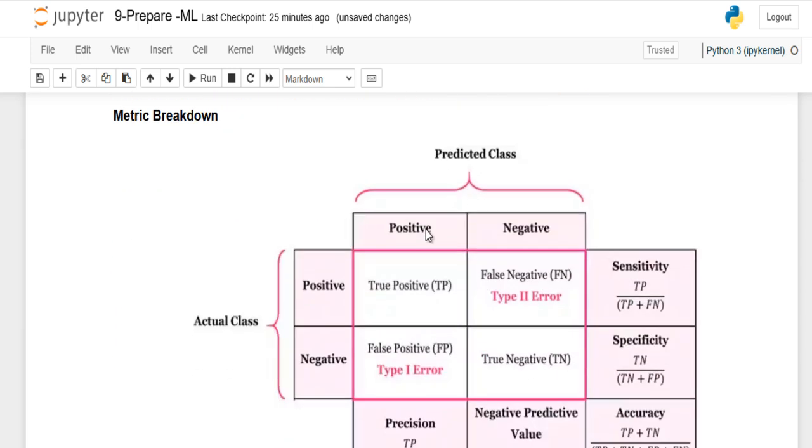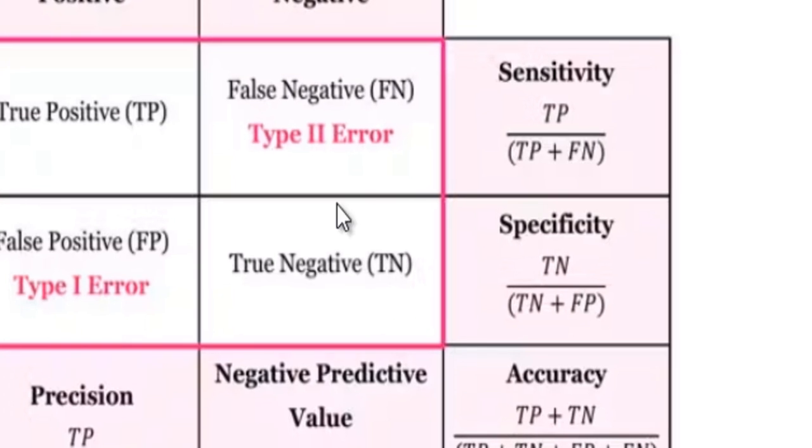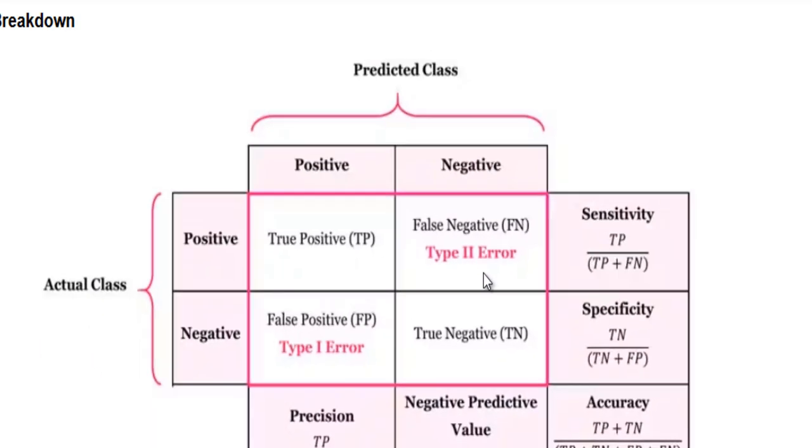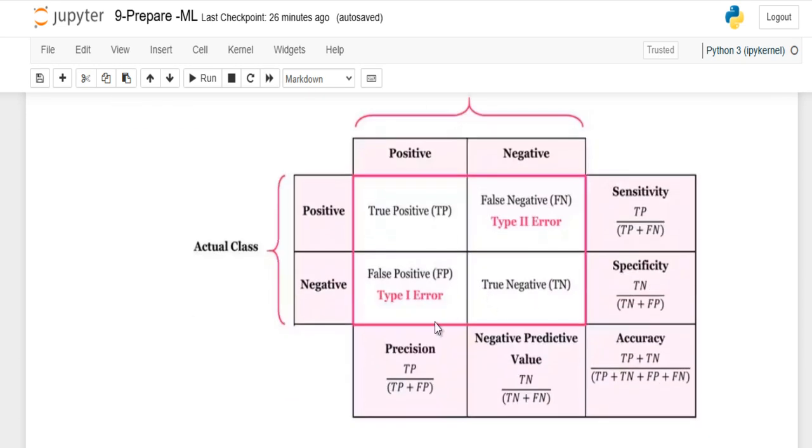So positive and negative, positive, negative. This diagonal one are the true ones: true positive and true negative. The off-diagonals are called false: we have false negative and false positive. These are called type 1 and type 2 errors. Type 1 error means false positive. Type 2 error means false negative. I've explained that in my introduction. Maybe you can check later to see if you remember.